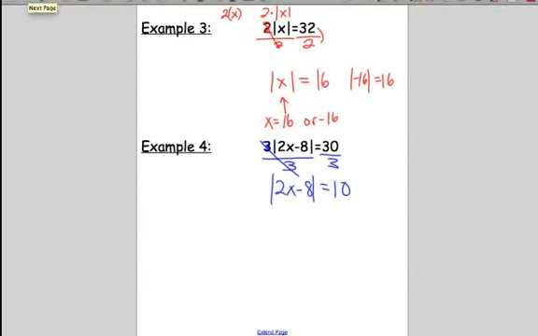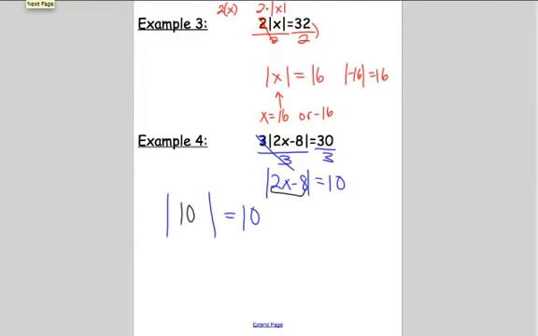Now I'm going to break it up by thinking about what the inside has to be. So the inside, 2x minus 8, has to be either 10 or negative 10. So I'm going to solve that first equation and ask, okay, when is the inside 10? By writing 2x minus 8 equals 10 and solving for x. Add 8 to both sides, you get 2x equals 18. Divide both sides by 2, you get x equals 9. So that's one of my solutions.